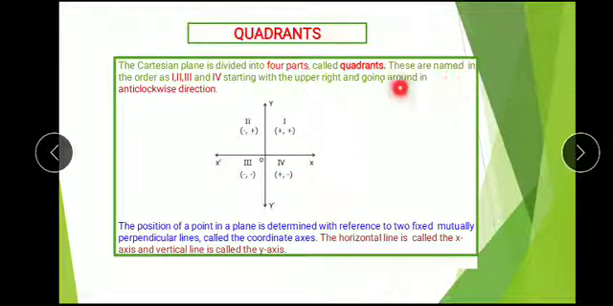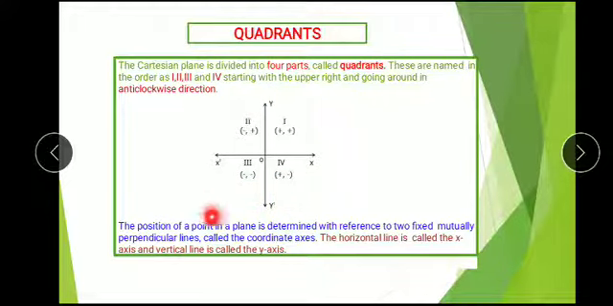These are named in the order 1, 2, 3 and 4, starting with the upper right and going around in the anti-clockwise direction. So the numbering you can see here goes anti-clockwise. This is clockwise. The opposite of clockwise is called anti-clockwise. That means this direction. So quadrant 1, quadrant 2, quadrant 3 and quadrant 4.